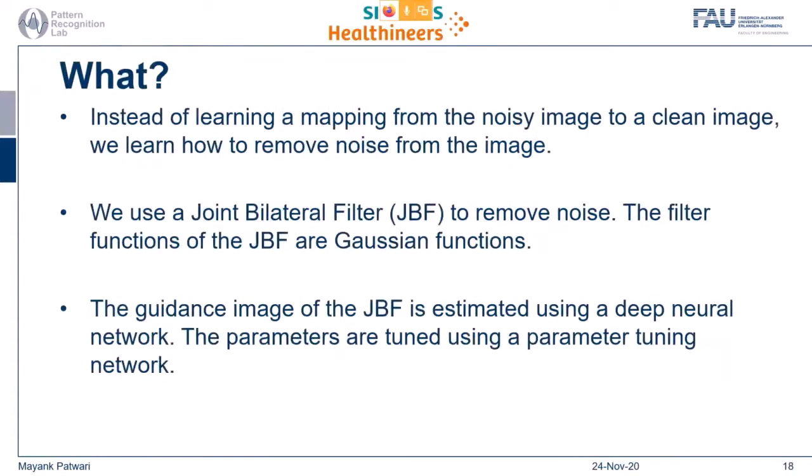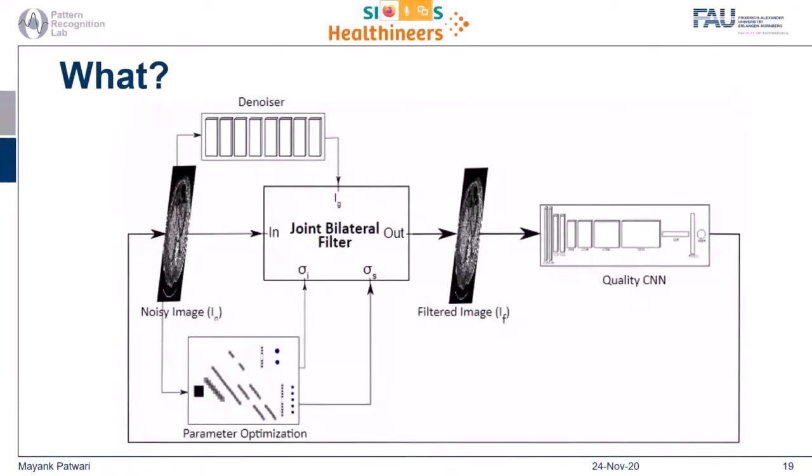So in our work, instead of trying to just go from noisy to clean, we try to learn how to remove noise. We use a filter called the joint bilateral filter. And for the joint bilateral filter, we have a guidance image for which we use a magic black box. I'll agree to that. And then we have these small hand-tuned parameters within the filter. And these are the parameters that we train using reinforcement learning. So let's go bit by bit. This first is a structure.